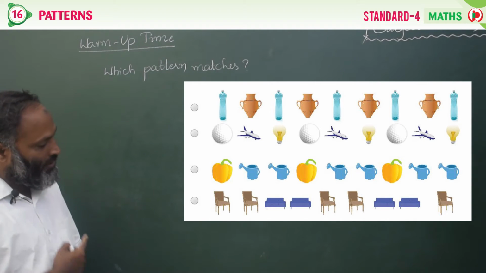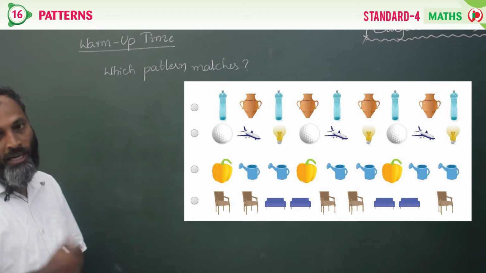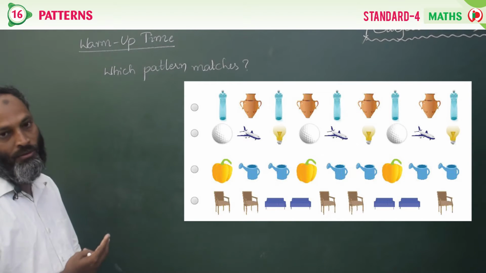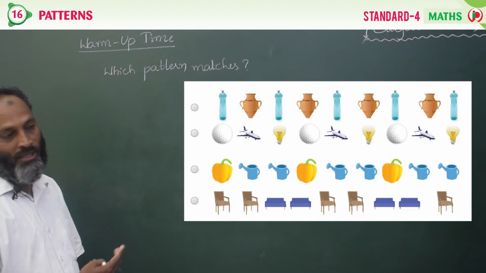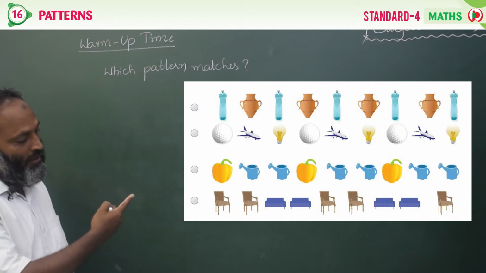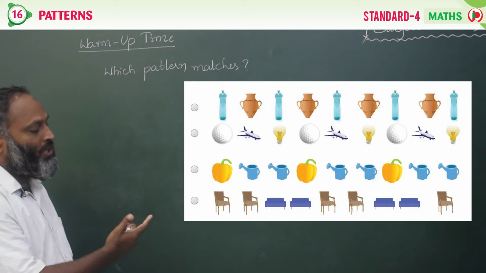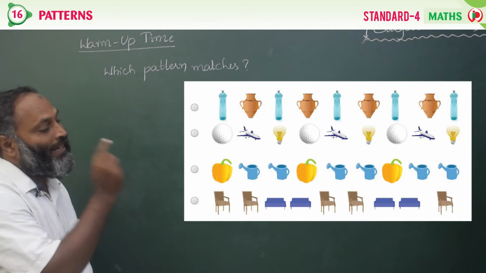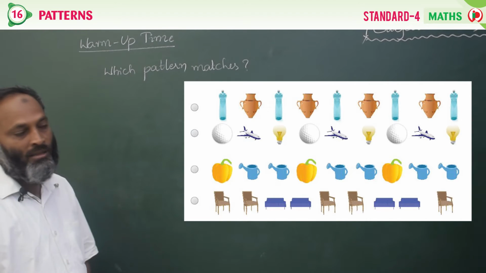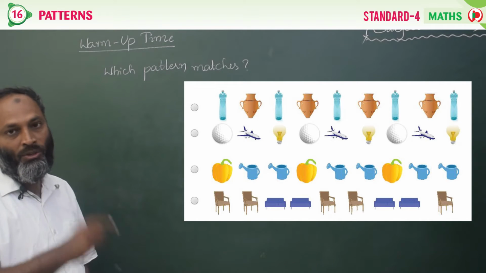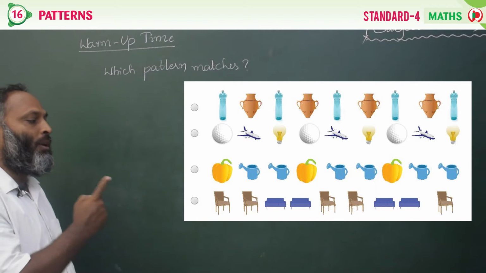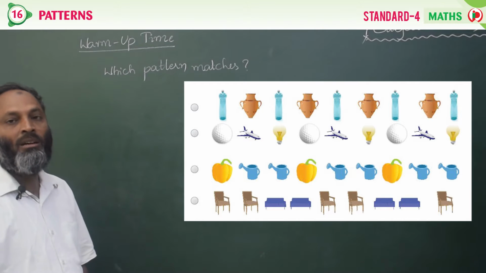Then in the fourth one, first see and understand whether the given are in the pattern or not. Two chairs and two sofas were given. First two chairs, then two sofas, then two chairs, then two sofas, and at last only one chair is given. So it is not in the pattern. There should be at least two chairs if they are in the pattern. The last one is not in the pattern, because only one chair is there at the end.